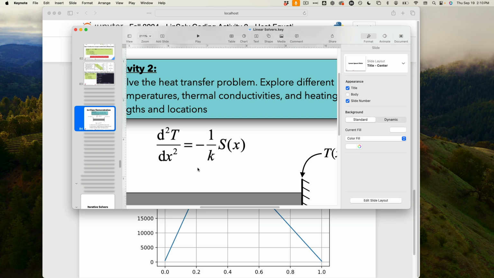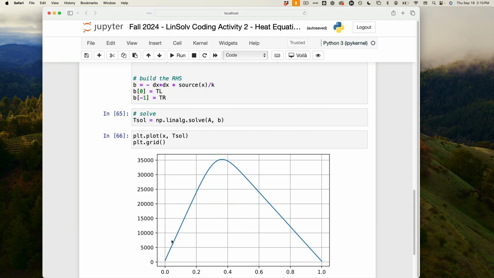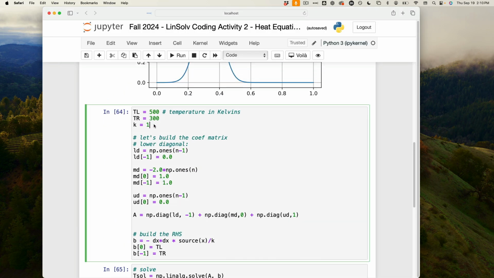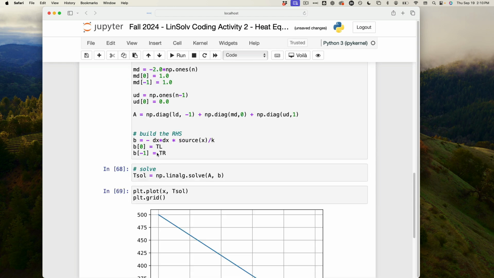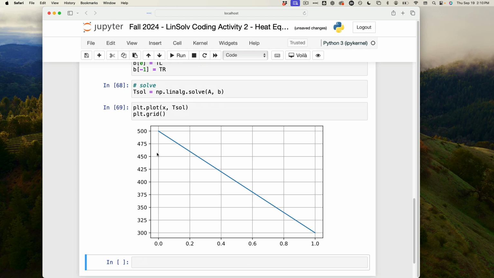So let's verify that. Okay? So let's take a very large value for K. Say 1e to the 6. Oh, look at that. Straight line, as expected.